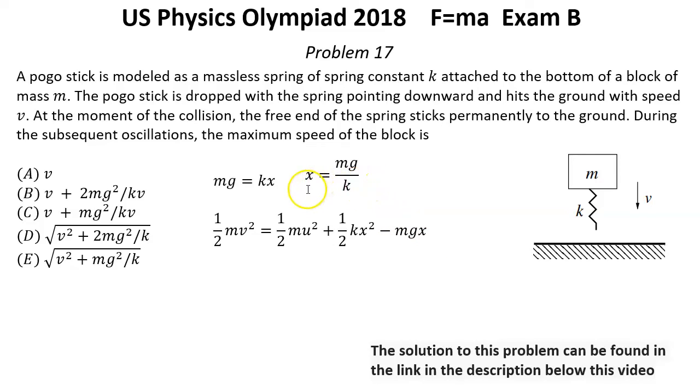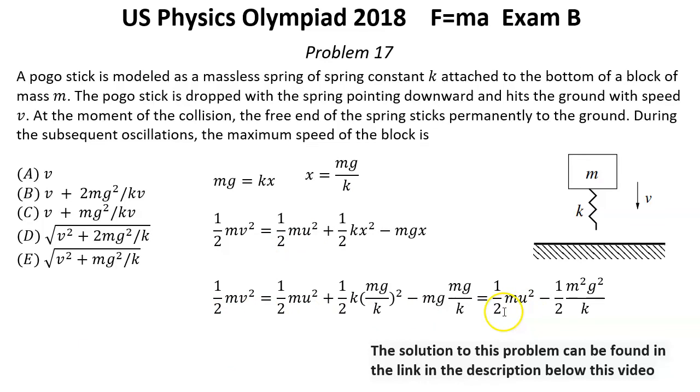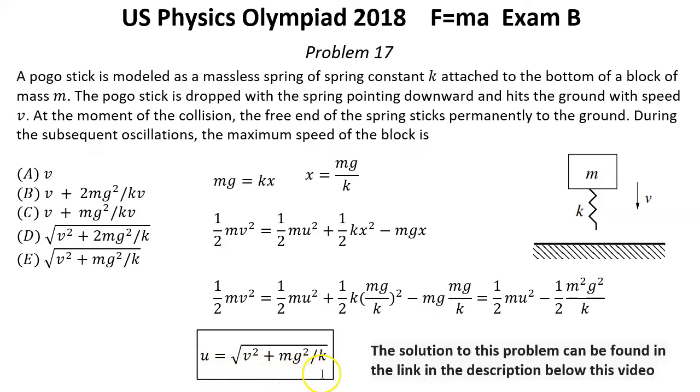Now we can insert this expression for x in this equation and find that 1/2 mv square equal 1/2 mu square minus 1/2 m square g square over k. And from here we can find the maximum speed. That will be u equal this expression. And that will be answer E for this problem, and this is the solution for problem number 17.